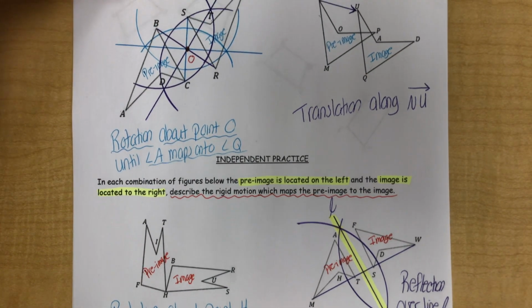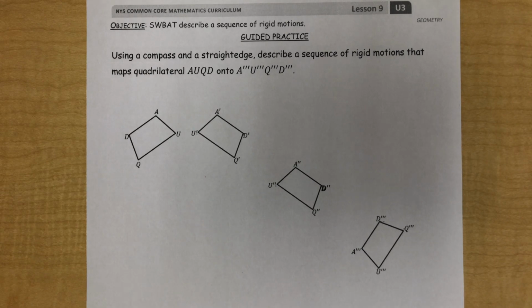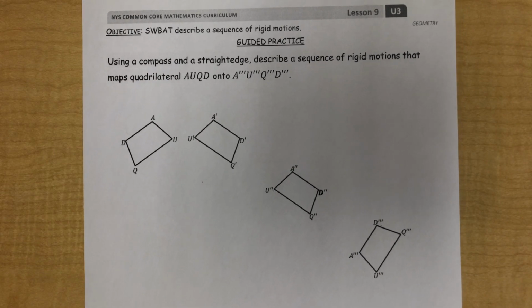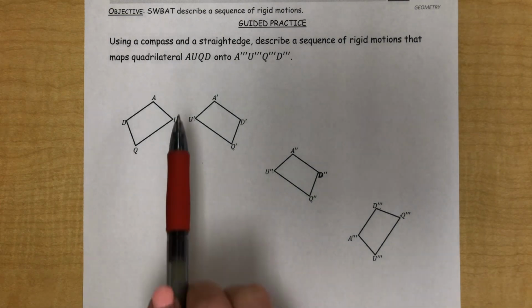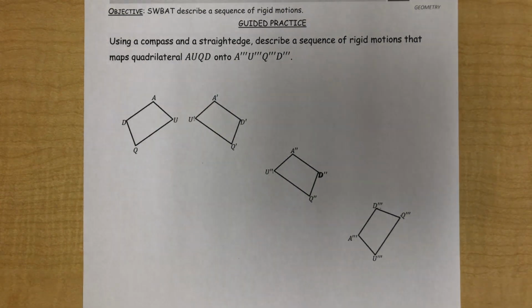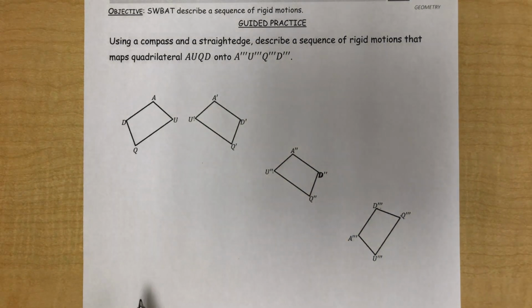All right, last but not least, final page. So as I'm looking here, again, this is a guided practice, and it's telling you to use a compass and a straight edge to describe a sequence of rigid motions that's going to map quadrilateral. Quadrilateral is just a 4-sided shape. So I want to map AUQD onto A triple prime, U triple prime, Q triple prime and D triple prime.